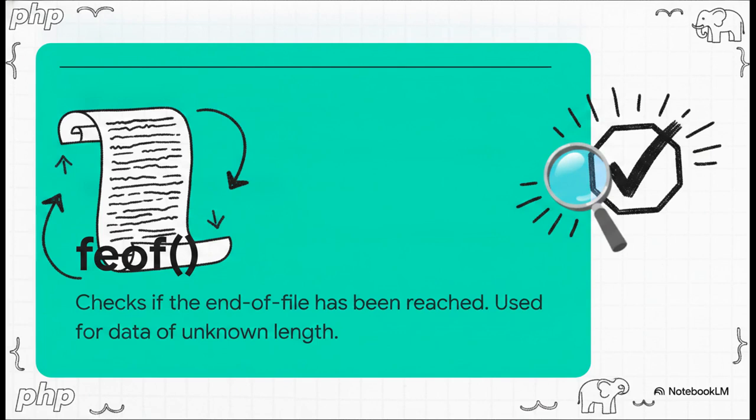But what if you're reading a really massive text file and you have no idea exactly how long it is? This is where the feof, or end-of-file function, comes in. It's a brilliantly clever little tool that checks if you've hit the bottom of the document. This allows you to safely loop through a file, reading it line by line until the very end without throwing errors.